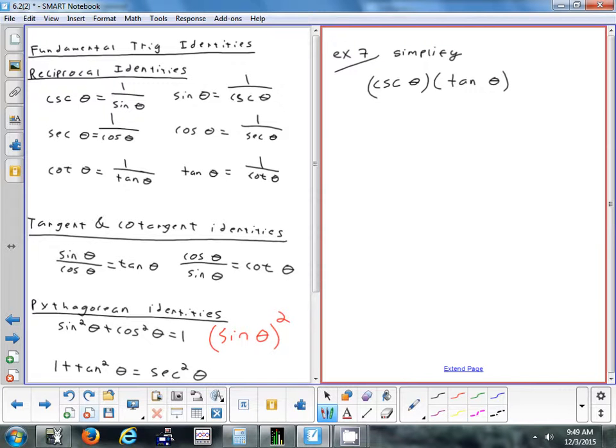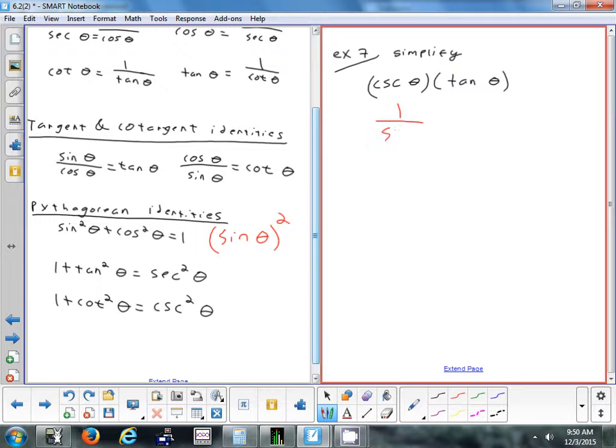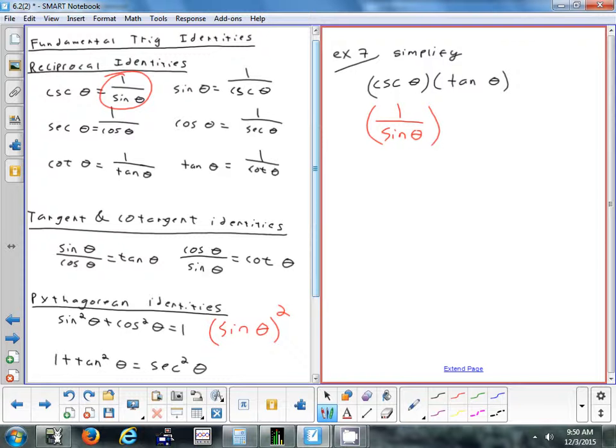What I want to do is go back and look at my formulas. I want to look at what cosecant is, and then I'm going to look at what tangent is, and hopefully something is going to simplify. What's another way to write cosecant, just using one of these formulas? Cosecant is the same as 1 over sine. So I'm going to replace cosecant with 1 over sine. Why? Because I can. It's an identity.